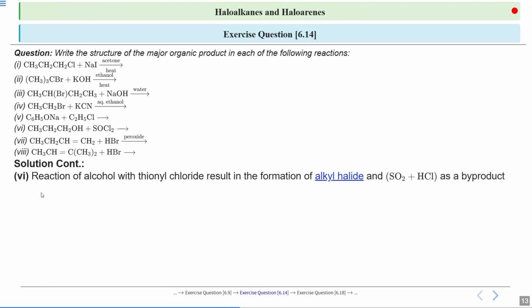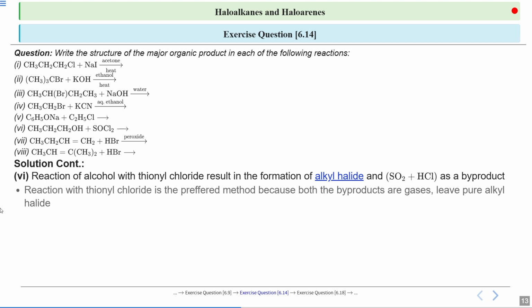Sixth reaction, if you see, we have again an alcohol. So alcohol when it reacts with thionyl chloride, that is SOCl2, it will result in the formation of an alkyl halide. SO2 and HCl gases are here in this reaction as byproducts. So the reaction of alcohol with thionyl chloride is a preferred method for the preparation of alkyl chloride.